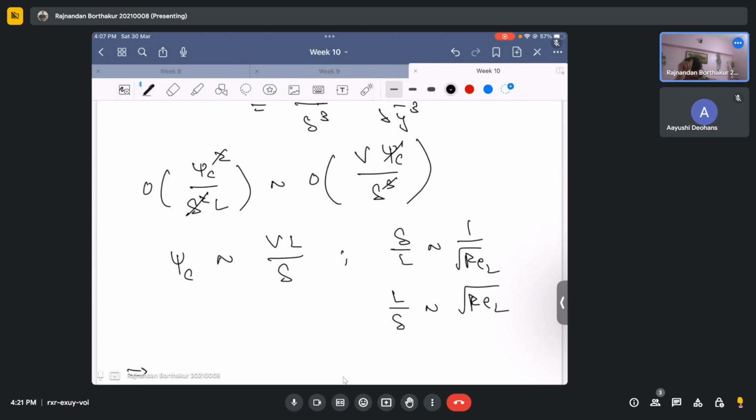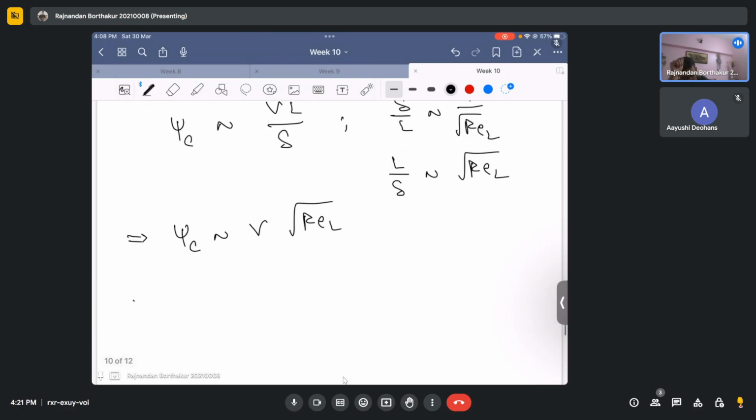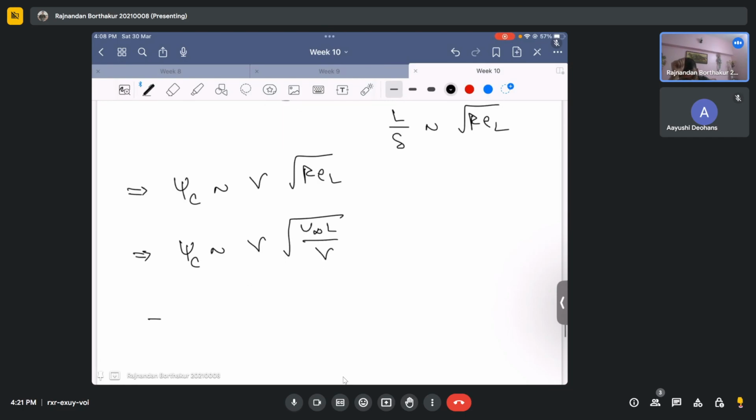Hold on. Delta by L scales... did I make a mistake here? Okay, I think it's fine. So psi c can be written as nu times L by delta, which is just nu times square root of Re_L. Yeah, it's correct. So what is root over Re_L? Root over Re_L is square root of u infinity L by nu. And this means your characteristic stream function would scale as the square root of u infinity L times nu. So this is the characteristic scale of the stream function.